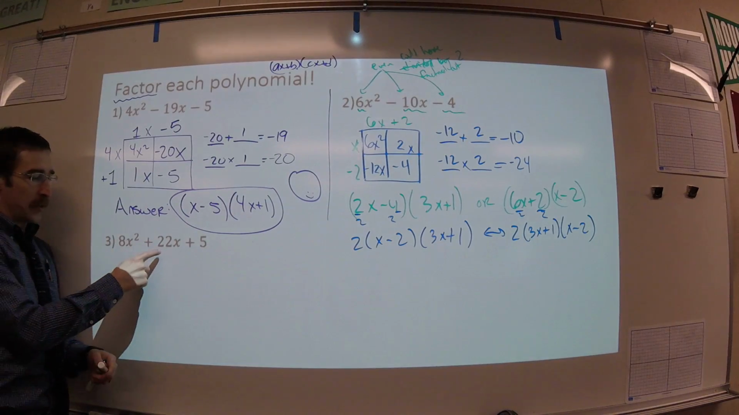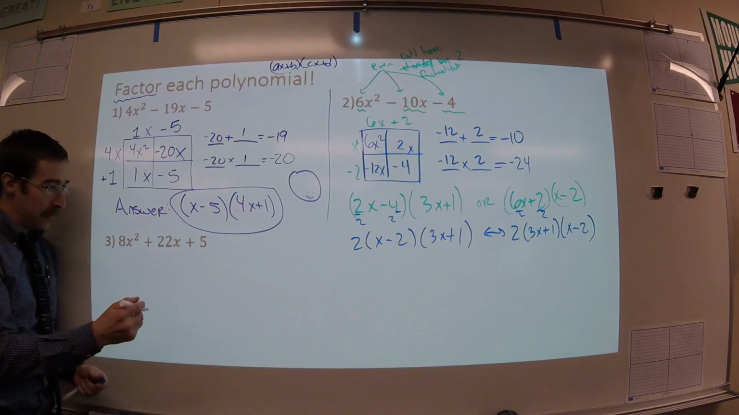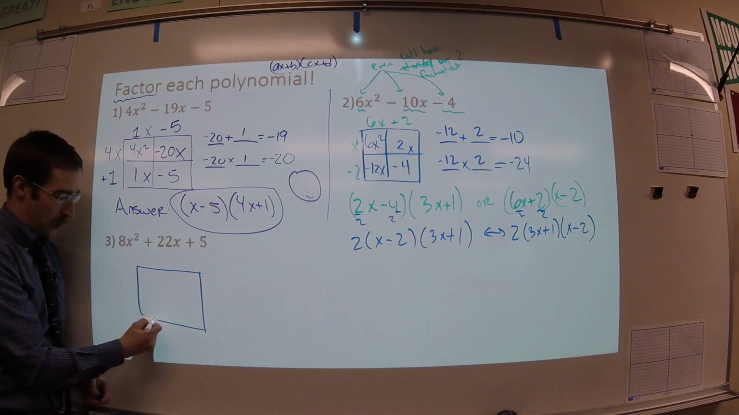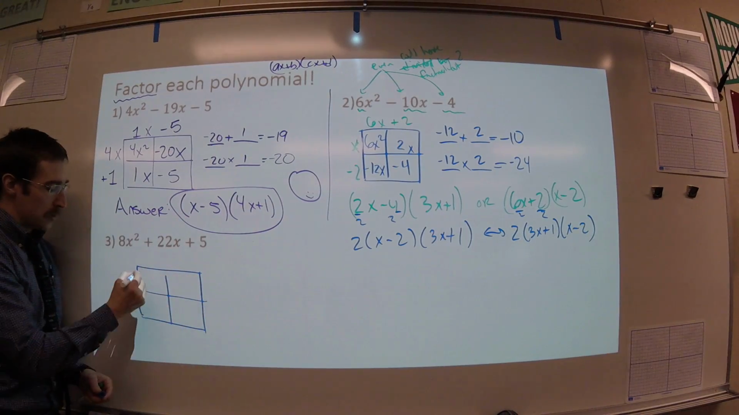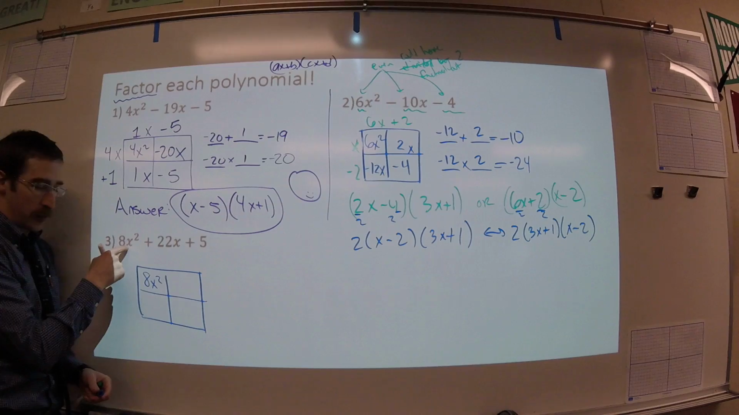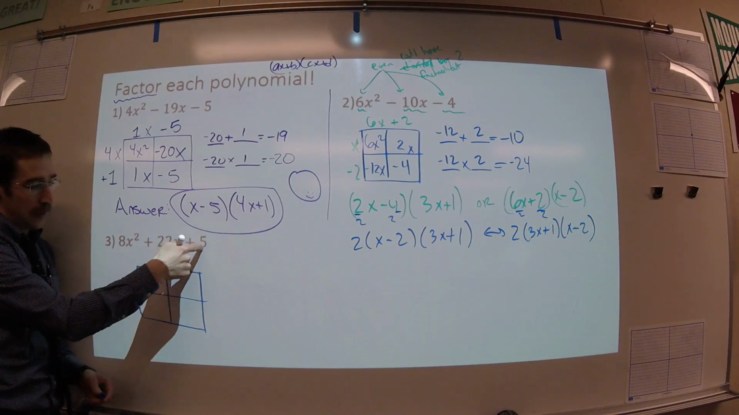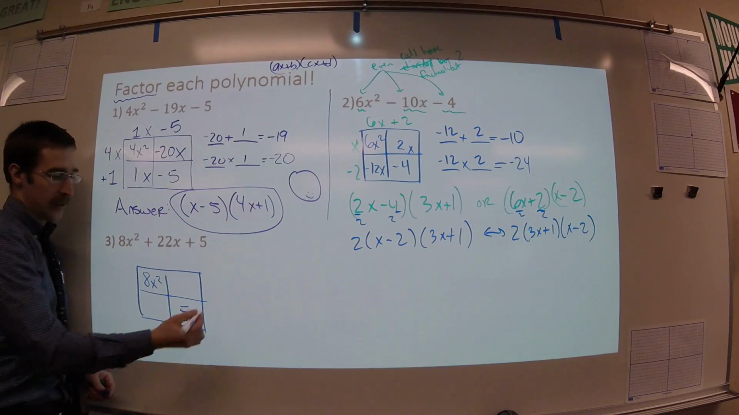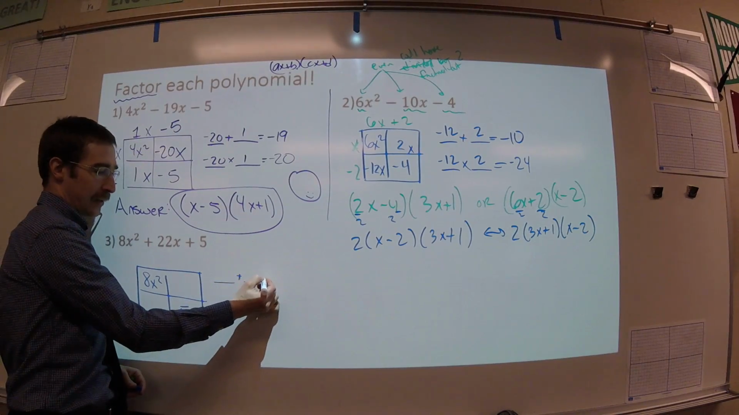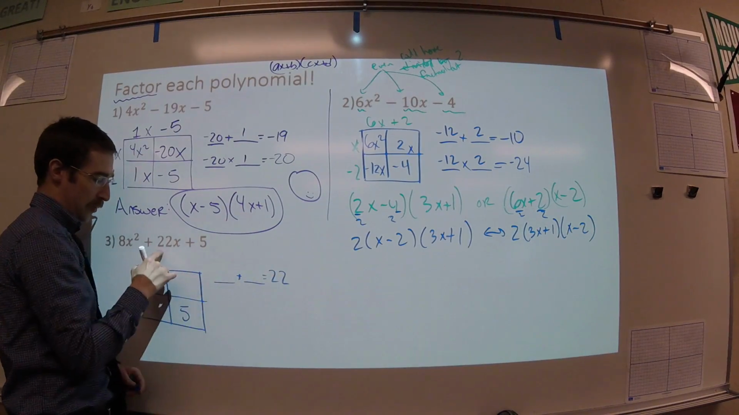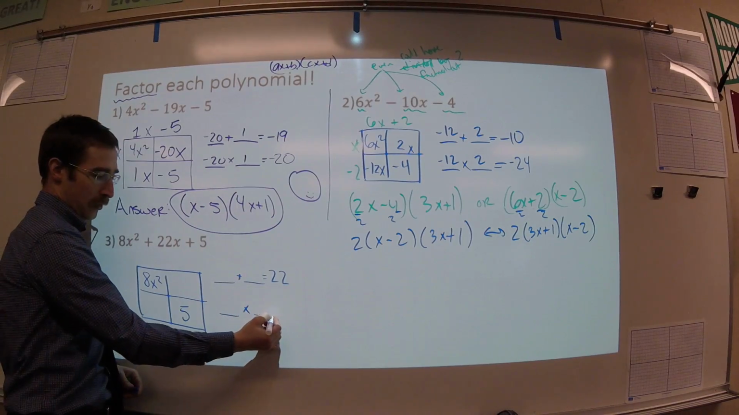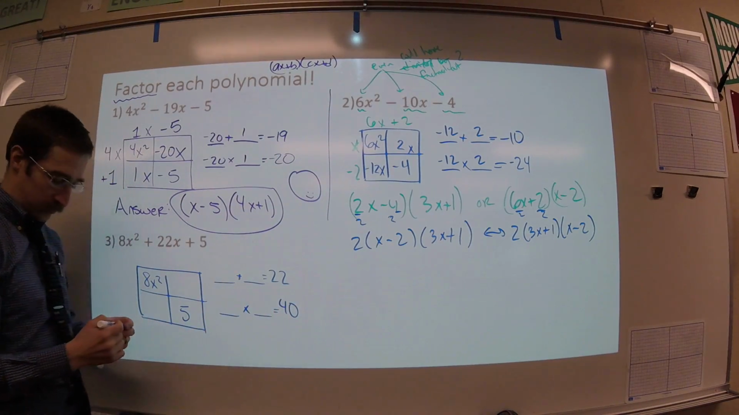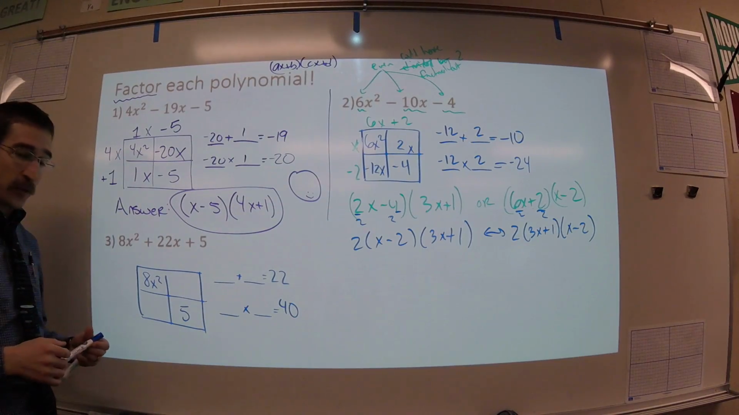Problem 3. So here we have 8x squared plus 22x plus 5. Draw the box. So here, 8x squared, we put our squared term in the top left. Put 5. It's positive, so it's just 5, bottom right. We need two numbers that add to the middle term, which is 22, and multiply to the product of those, which is 40. What multiplies to 40 and adds to 22?